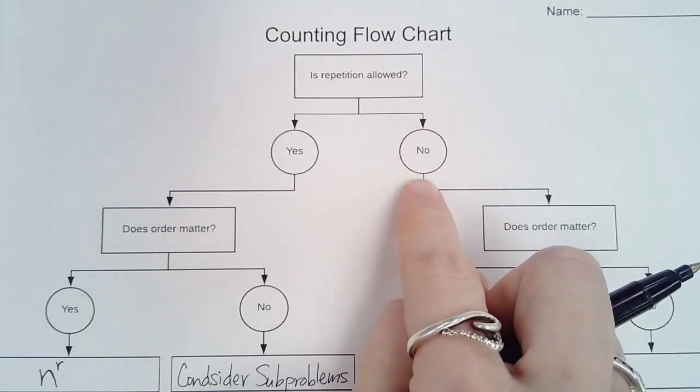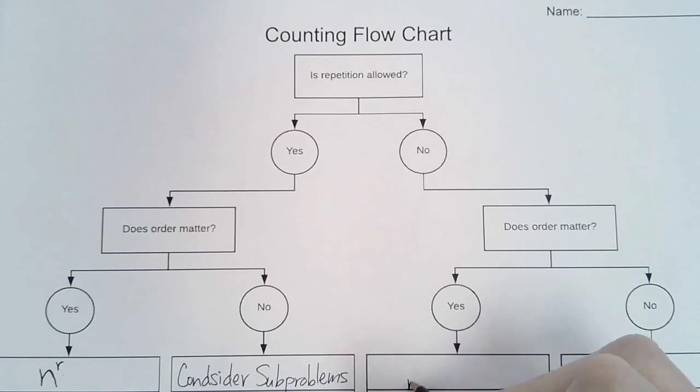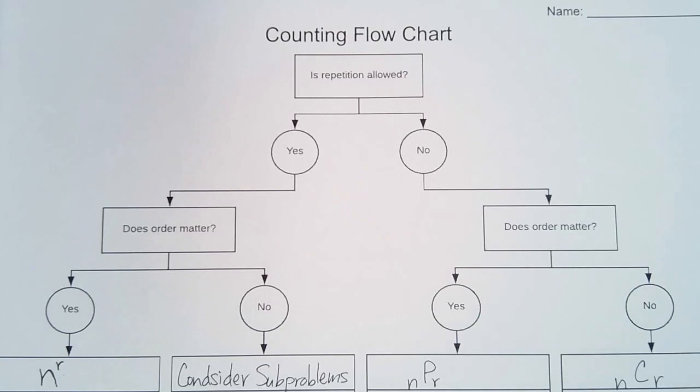So now let's look at when repetition is not allowed. Again, looking at does order matter? Yes. Then it is a permutation. Does order matter? If the answer is no, then it's a combination. And we can use our formulas to help us with those types of problems.